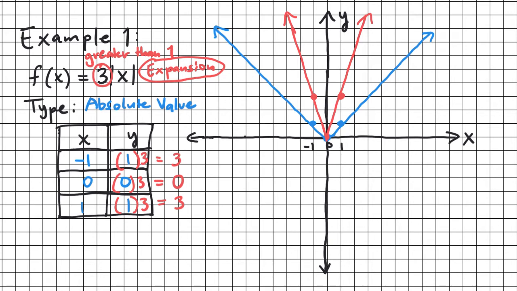And I just want to write there so we remember. The blue one is the parent. The red one is, I'm going to just call it the transformation. Okay, and again, we're going to keep practicing this. So let's go over to example 2.